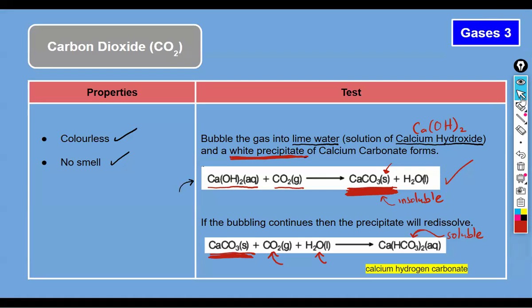All right, and the examiner would ask you to write the equations, both equations, right? So take down everything on the screen, please. And you see how I put in the words insoluble and soluble? Take it down just like that as well, please.